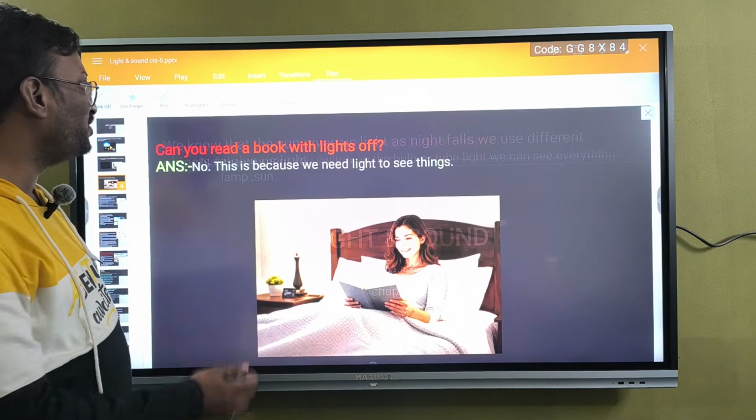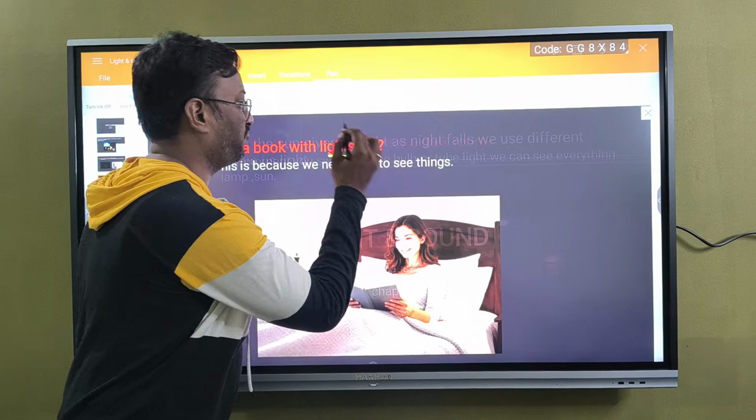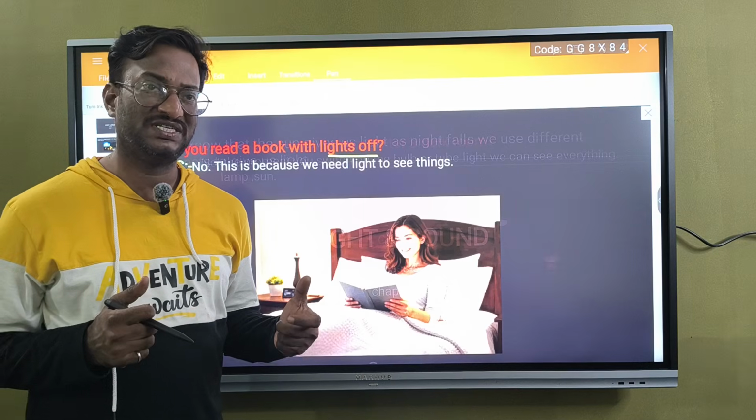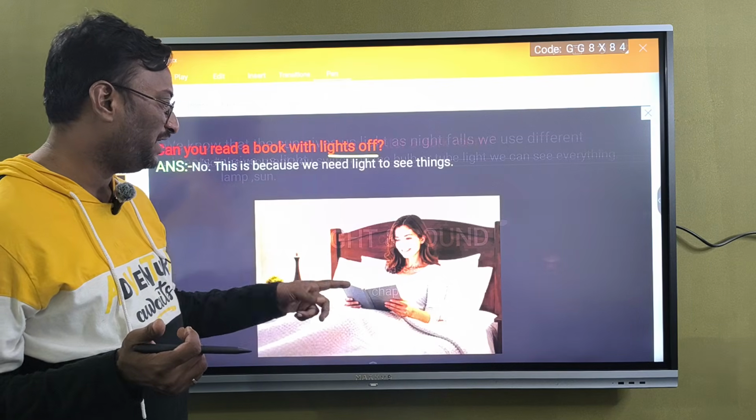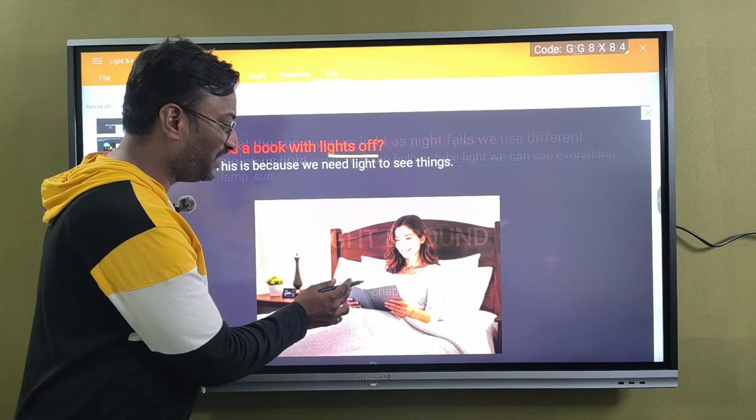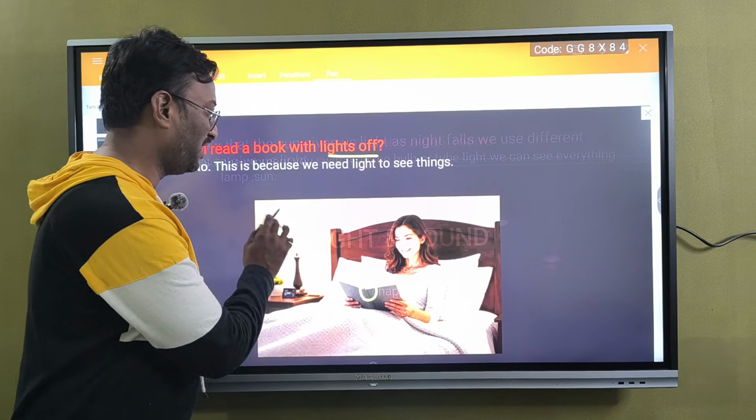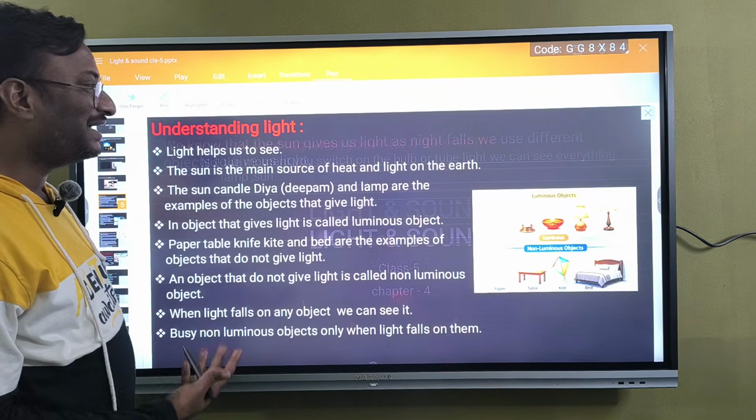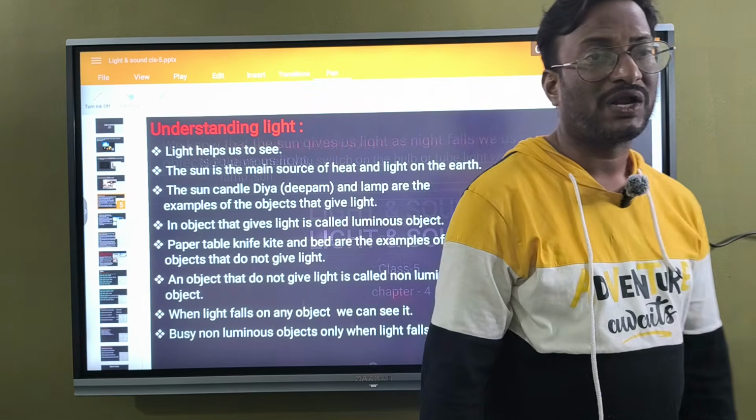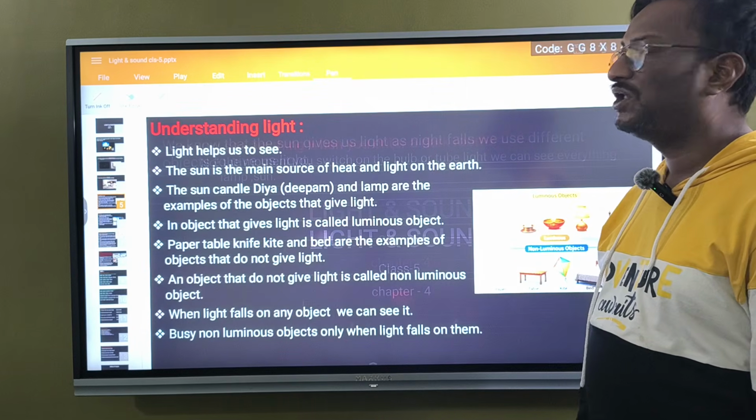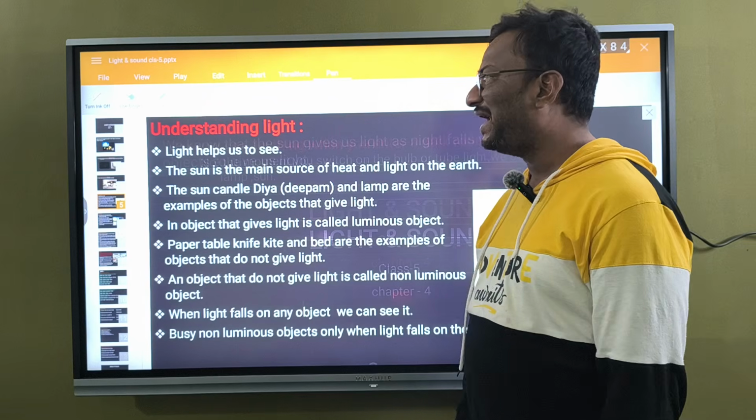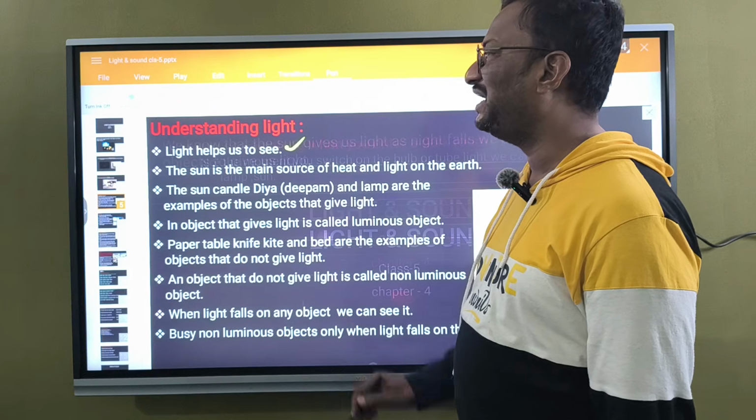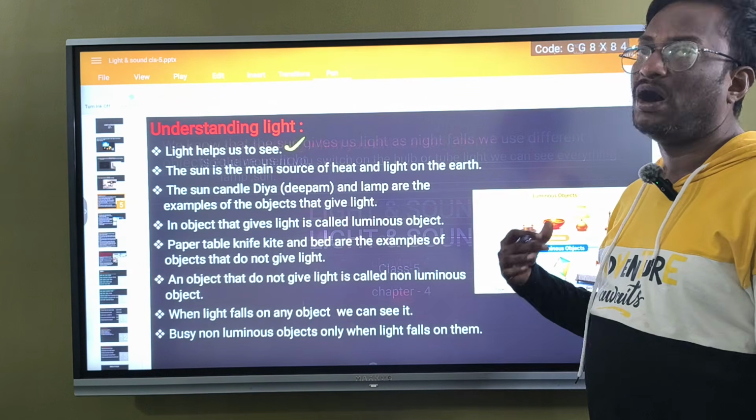And the next thing is, can you read a book with lights off? If you switch off the light at night time, can we read the book? Is it possible? No. In order to read the book, we should have light. Then only we can read the book. Understanding the light. We shall now try to understand the concept of light. What does the light do? The light helps us to see the objects.